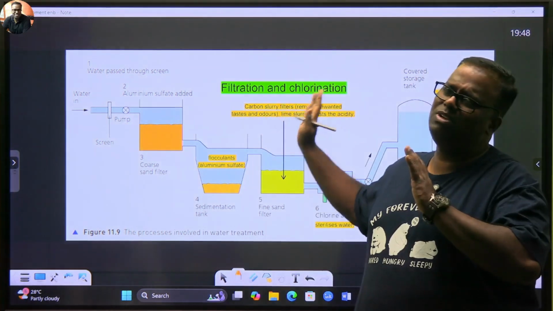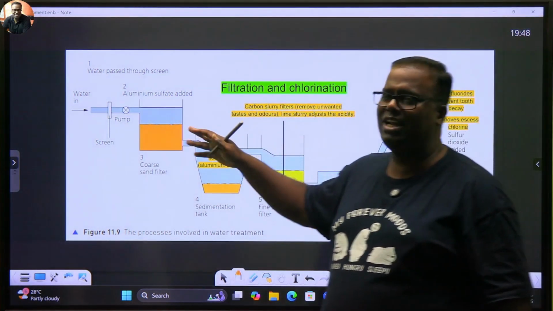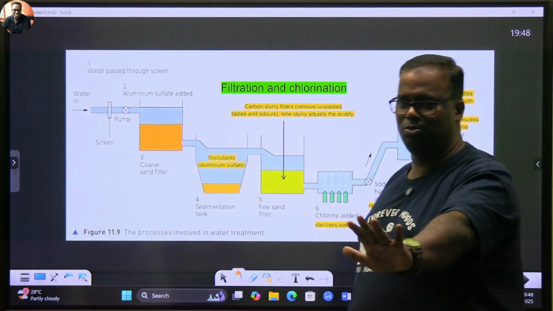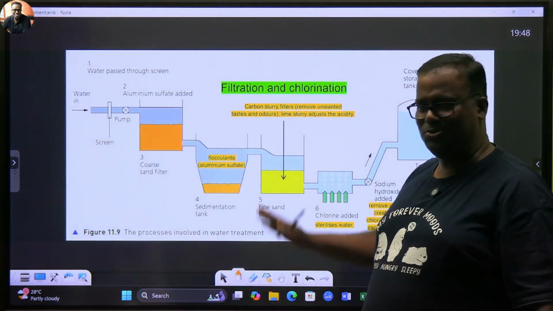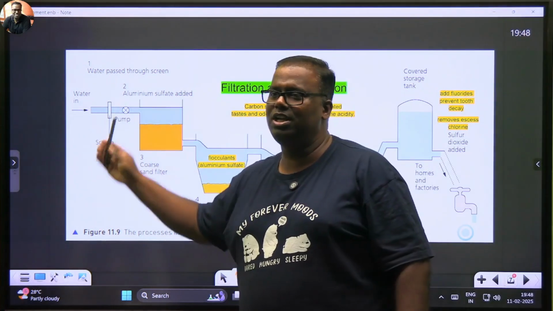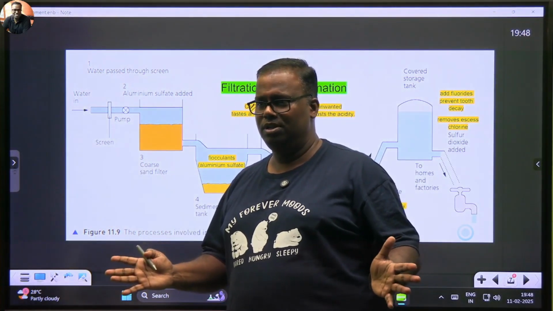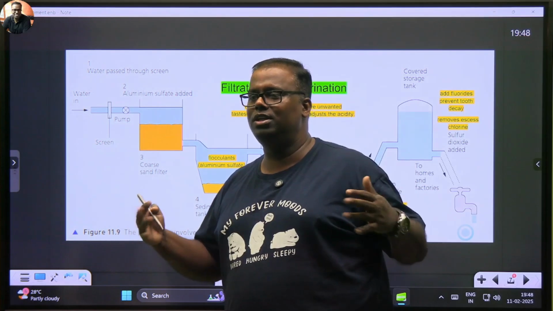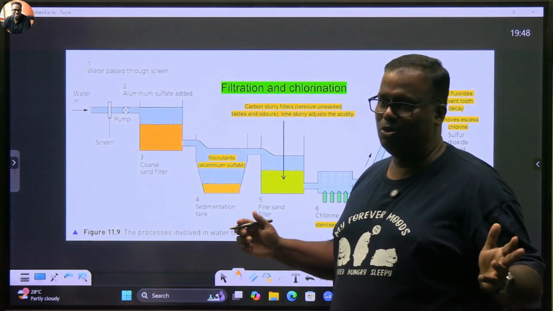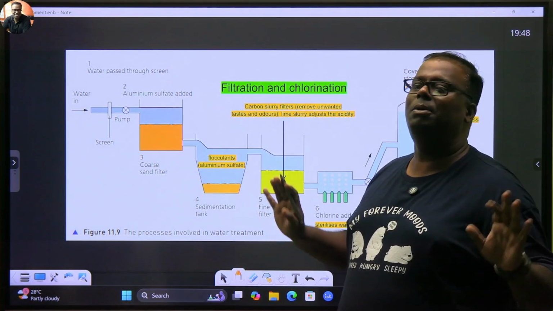So as you first get the water, your water is passed through a screen. This whole thing will come as a slide to you, don't worry. It is your typical textbook. So water passes through a screen. Screen is like a sieve. You're going to block all unwanted, visibly large impurities. Polythene, everything gets stuck.